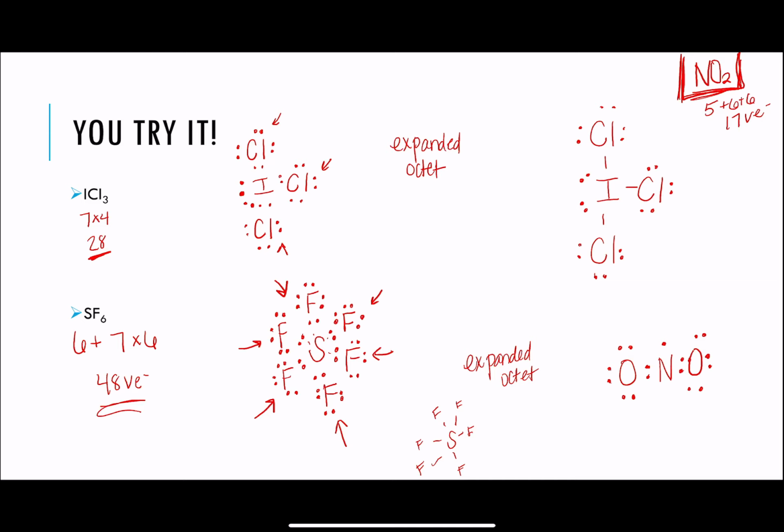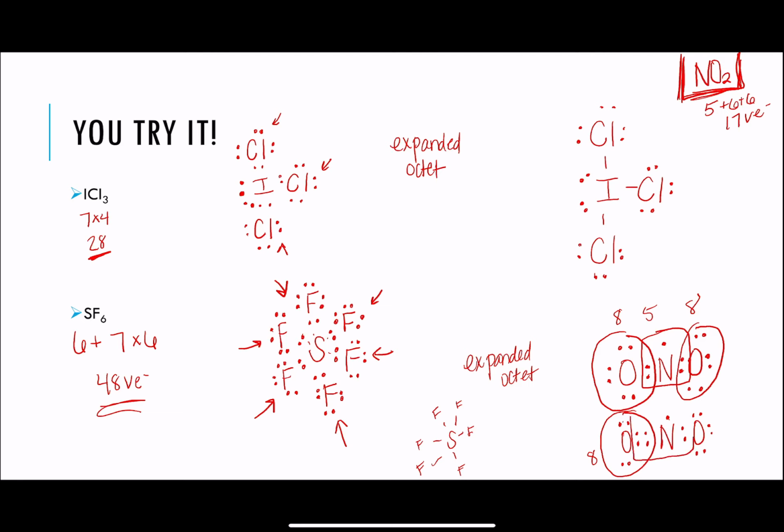Now, you might do it like that, but there's actually a way that you can do it that's better, okay? So let me show you the way that's better. And again, this is one of those trial and error things, okay? If you double bond one of the oxygens, 2, 4, 6, 8, 10, 12, 14, 16, 17, then everybody comes closer to achieving the octet, okay? In this diagram, oxygen has 8. This oxygen has 8. This nitrogen has 5, okay? 8, 5, 8. But in this diagram, oxygen has 8. Nitrogen has 7, and oxygen has 8.